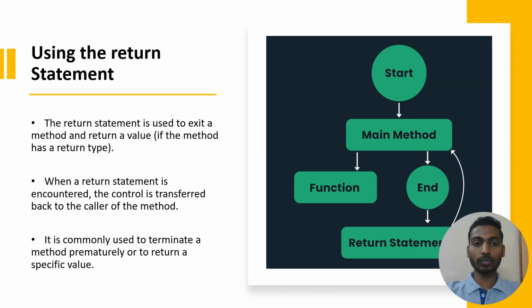Now let's see using the return statement. The return statement is used to exit a method and return a value if the method has a return type. When a return statement is encountered, the control is transferred back to the caller of the method. It is commonly used to terminate a method permanently or return a specific value.